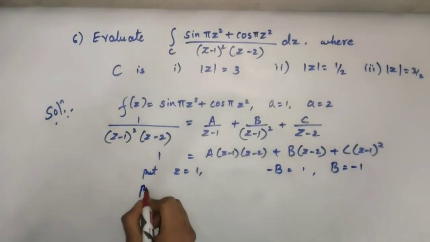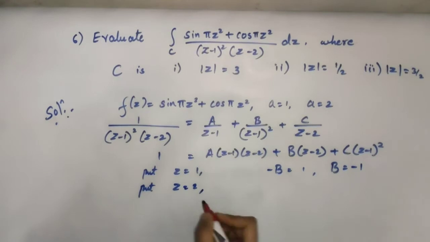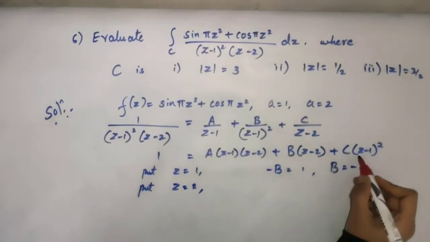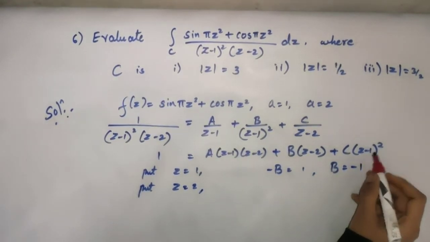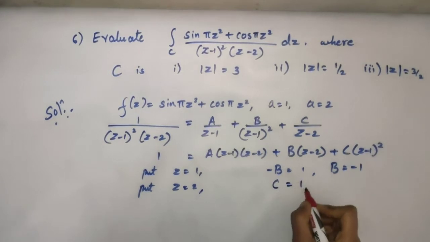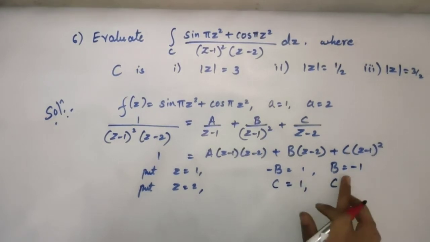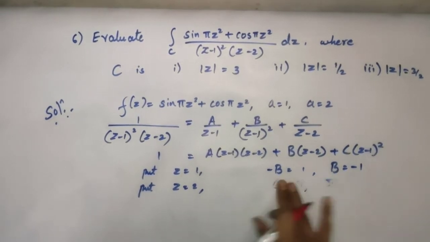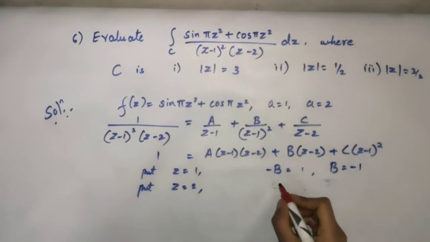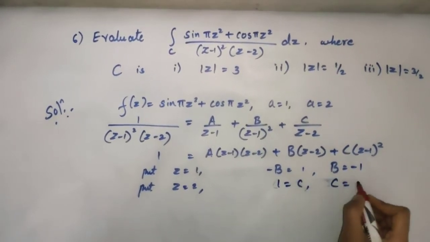Now let us put z equal to 2. This will be 0, this will be 0. This is 2 minus 1, it will be 1. 1 whole square is 1. So c equals 1, or directly from this equation you will get 1 is equal to c, or c equals 1.